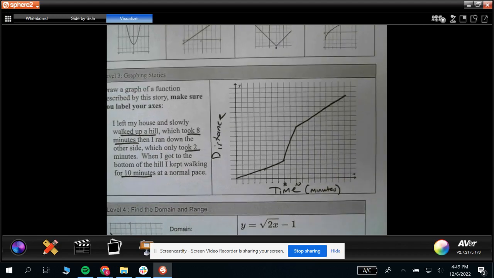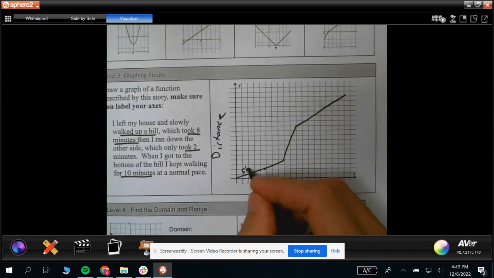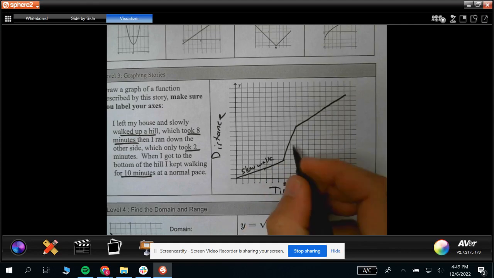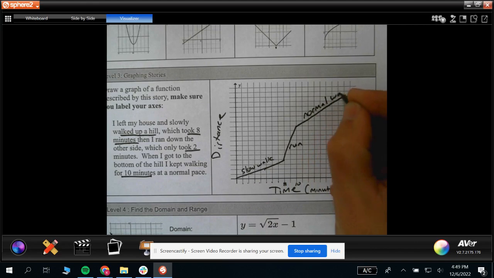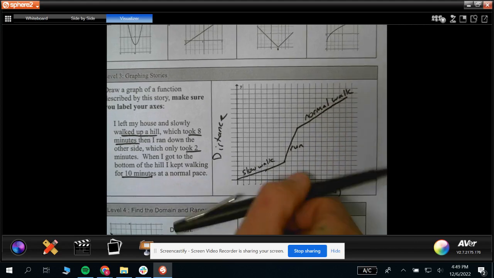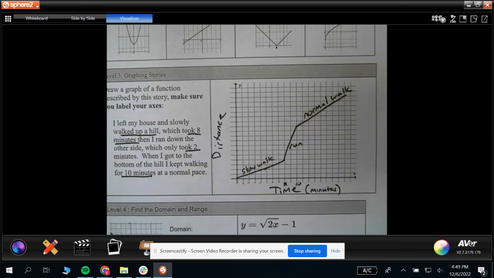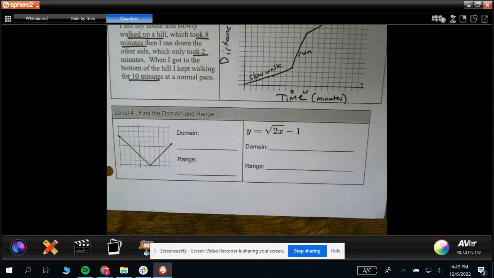Okay, so there is our graphing story. Here's our slow walk, here's our run, and here's our normal walk. The steeper the line is, the faster the pace. Okay, now that's level 3. Let's look at level 4, domain and range.